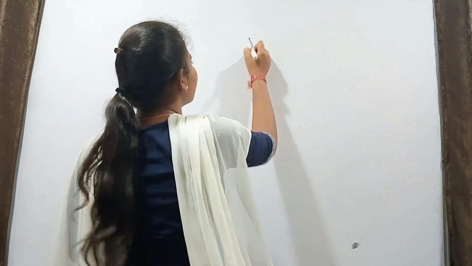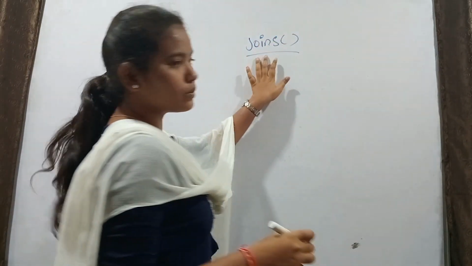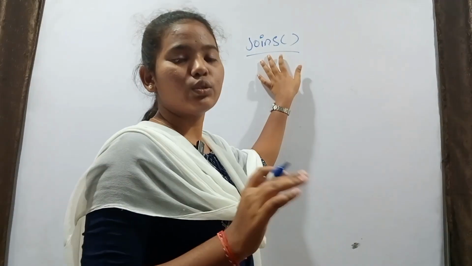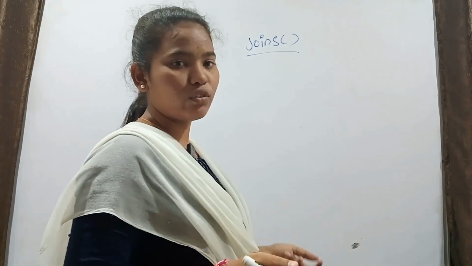Now we are discussing joins. Joins means to retrieve the data from two tables. Two tables means it's related. It's called joins. Joins are four types.